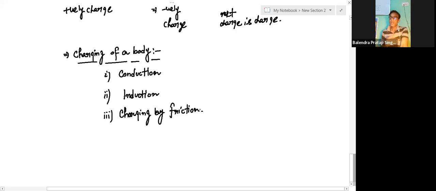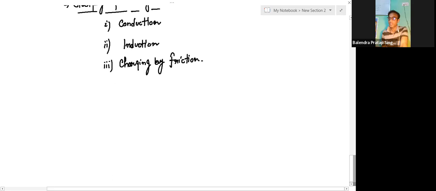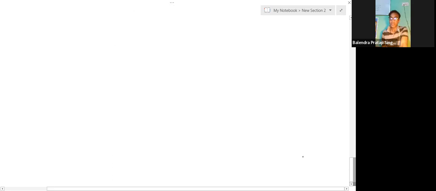Okay, so let's talk about how we can charge a body through conduction. How can we charge a body through conduction? The first one is charging by conduction.